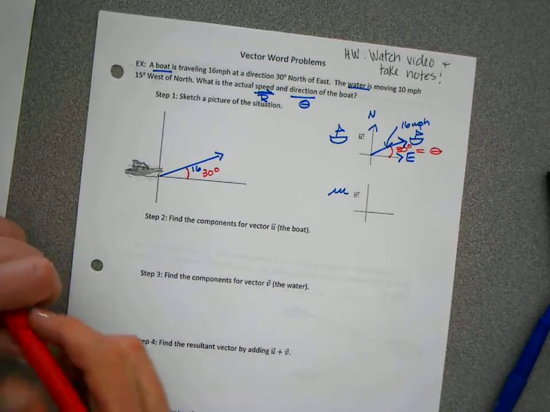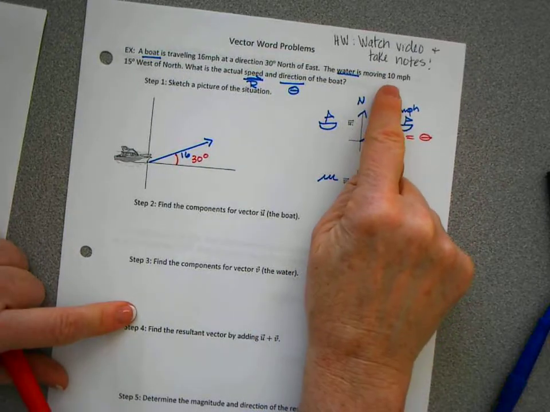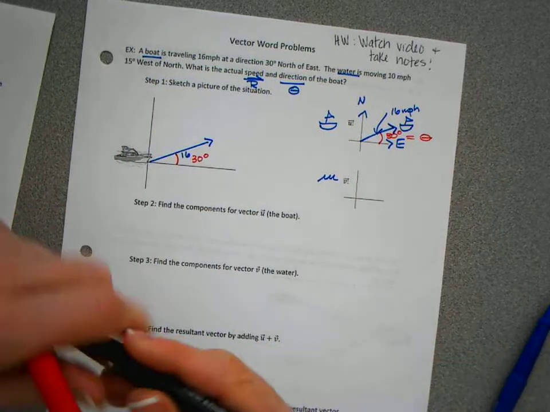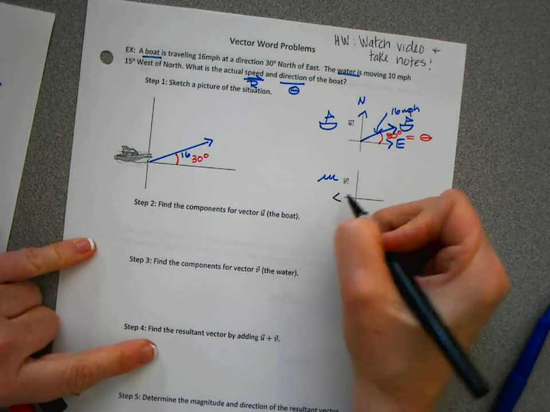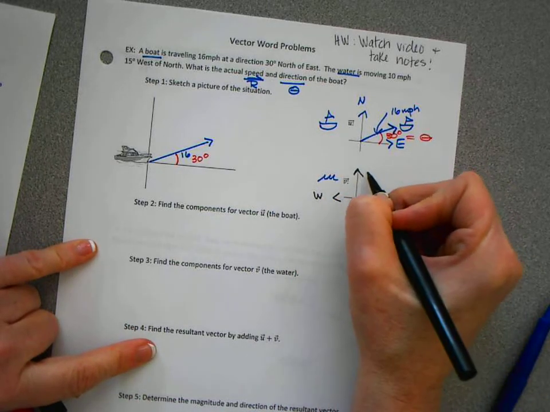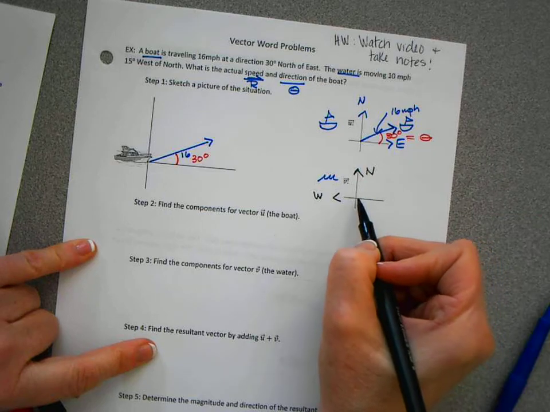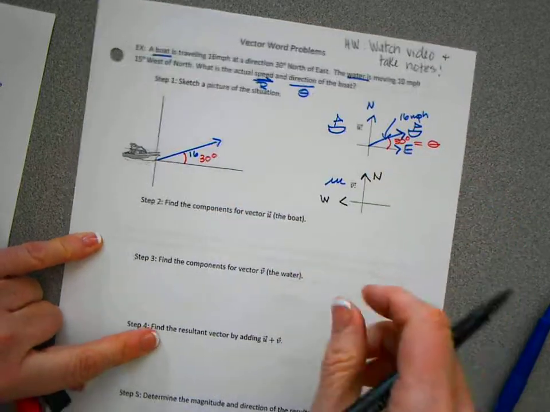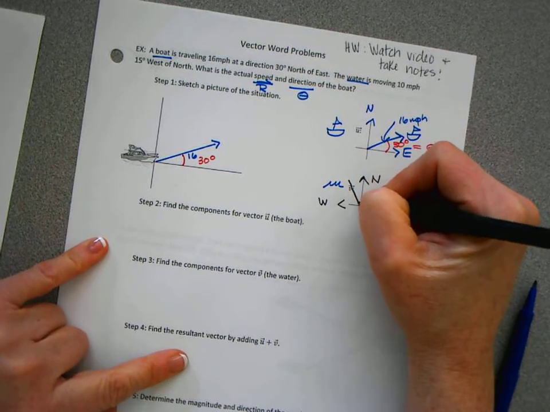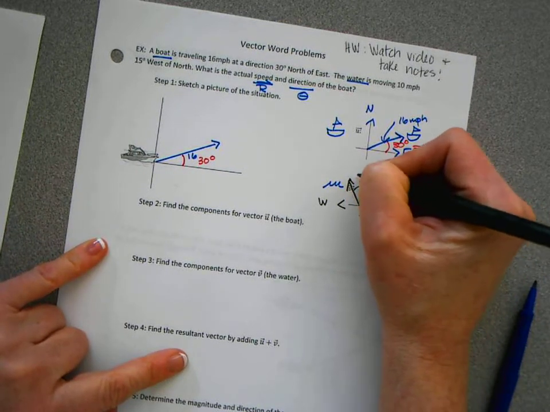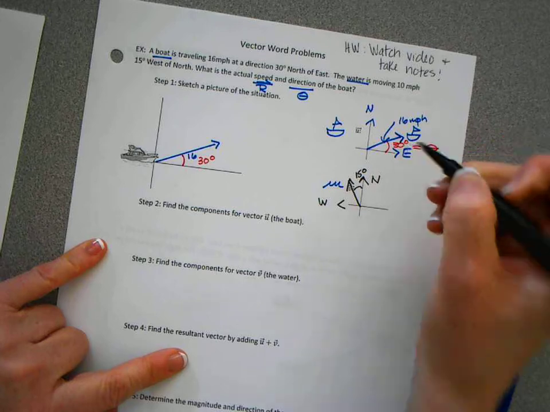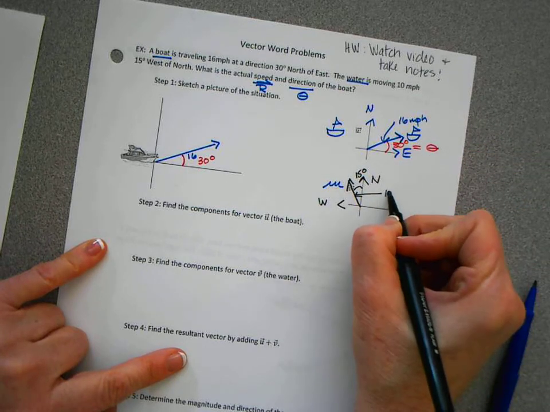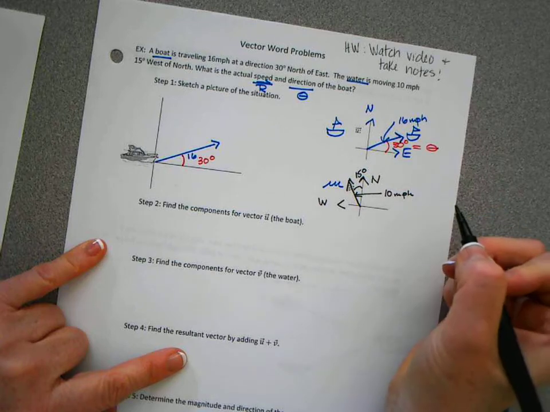All right, let's look at the water. The water is moving 10 miles per hour, 15 degrees west of north. Okay, so we've got west and north. And I start at north and I go 15 degrees the other way. So this is my water, it kind of has a vector. This is 15 degrees. The magnitude of the water is 10 miles per hour, okay?